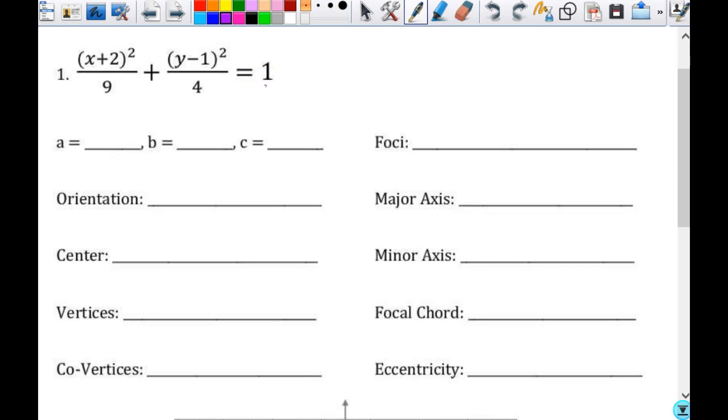I should be able to look at this and figure out really quickly at least my A and my B, right? Down here, the bigger denominator always has to be A squared. So A squared equals 9, and B squared equals 4. It's easy. Don't mess it up because you're not paying attention. So what does A equal? 3. What does B equal? 2. Okay? And it's not a plus or minus thing. Now, C squared, we know, is A squared minus B squared.